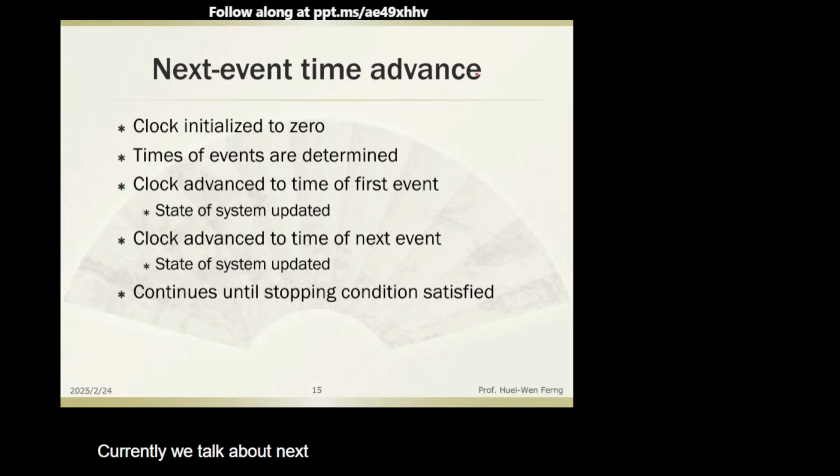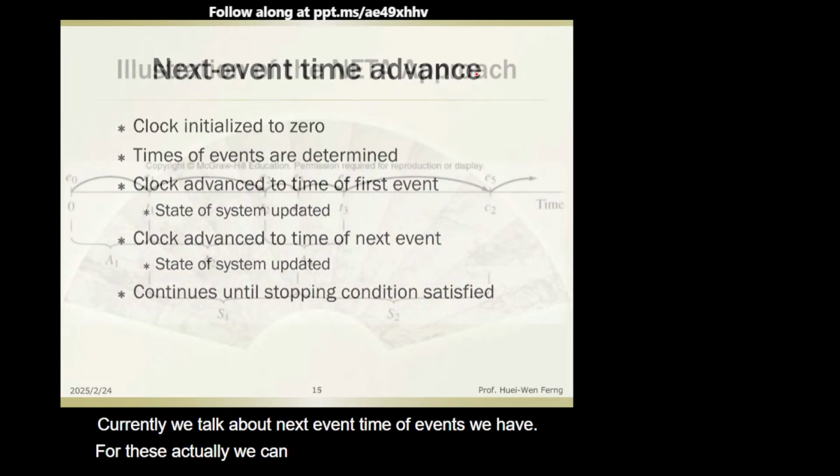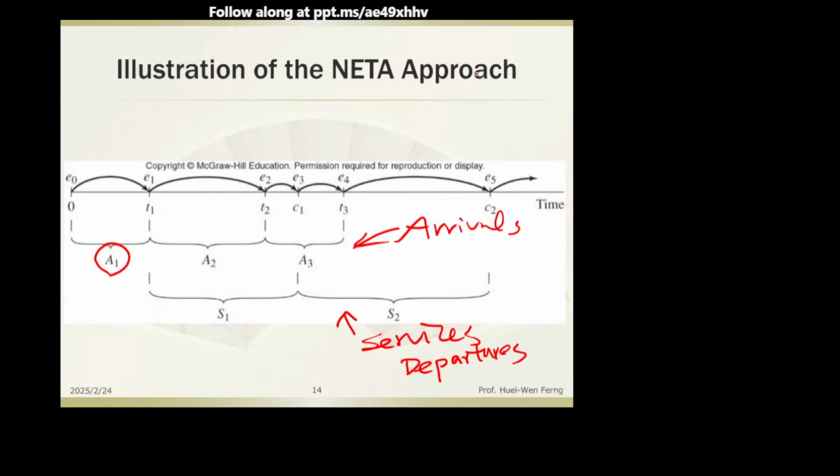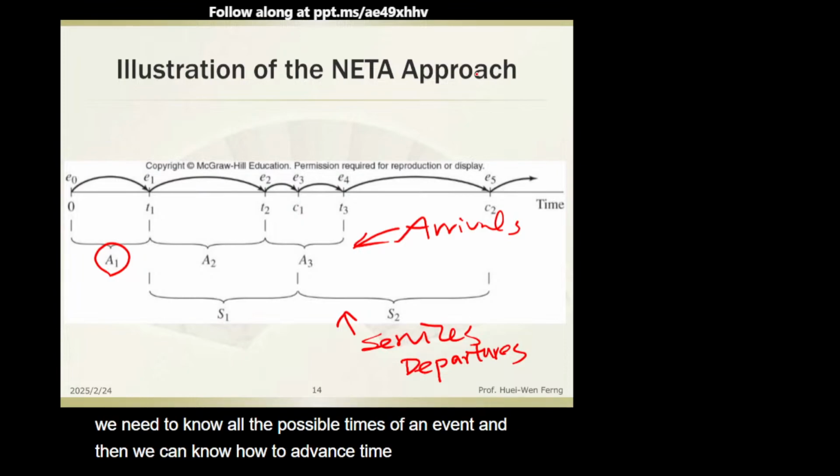Actually, we can refer to the current figure. We have 0 for the initial time, and we need to know all the possible times of events, and then we can know how to advance time to the proper time instant.